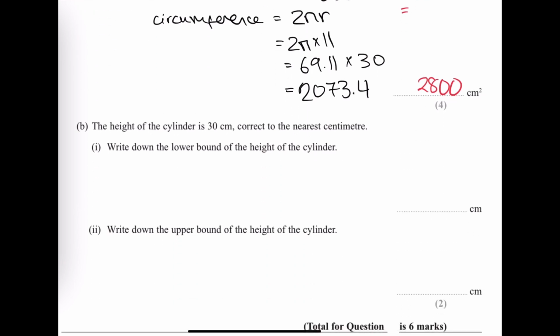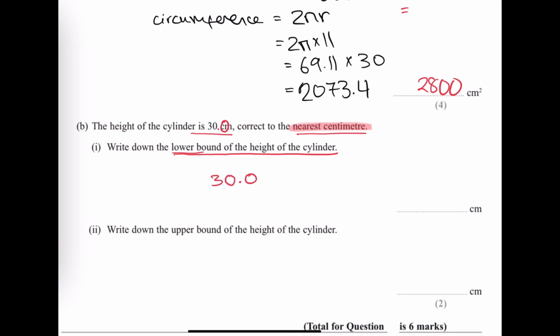The height of the cylinder is 30 centimeters, correct to the nearest centimeter. Write down the lower bound of the height of the cylinder. So when it comes to bounds, it's very important that you see how they measured it. This is to the nearest centimeter, so we'll be looking at the one that's right after it.